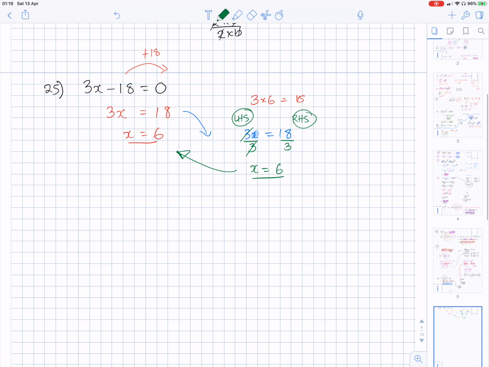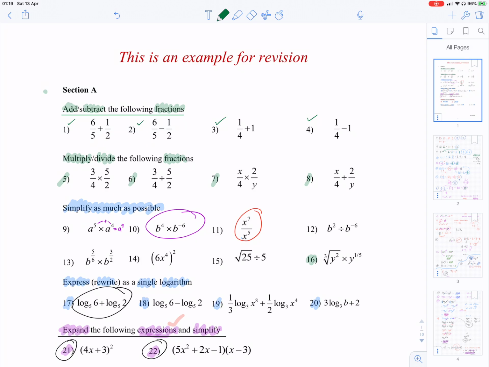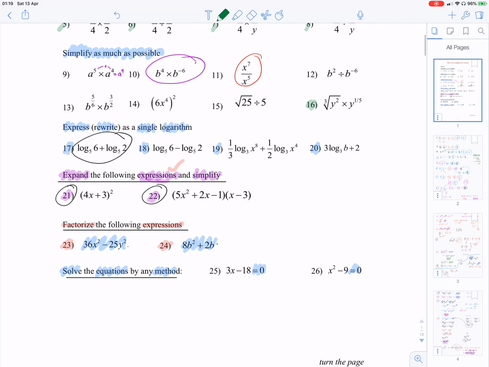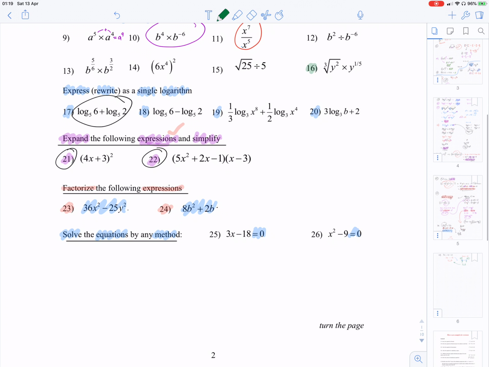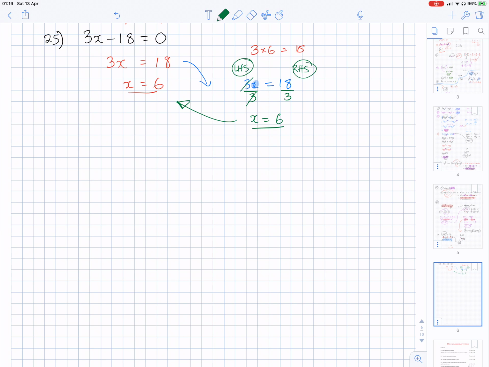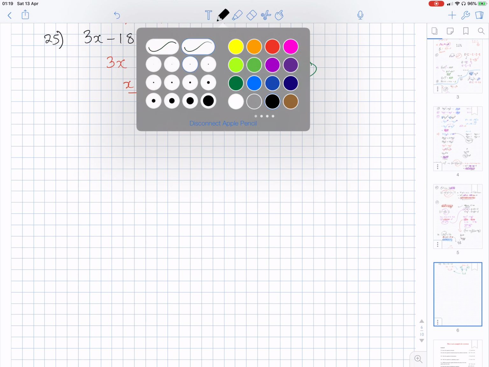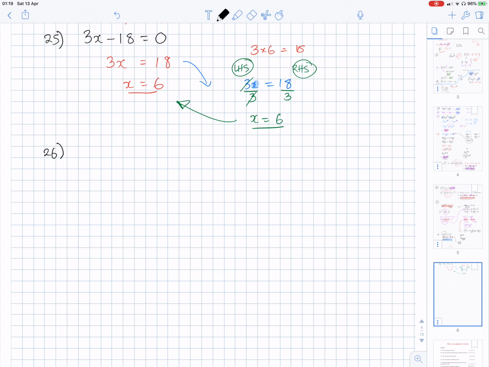Okay, let's move to number 26. Number 26 says x squared minus 9 equals 0. So x squared take away 9 equals 0. Again, we're going to move the minus 9 to the other side, becomes a plus 9. So this becomes x squared equals 9.